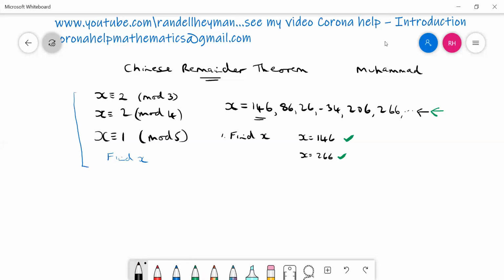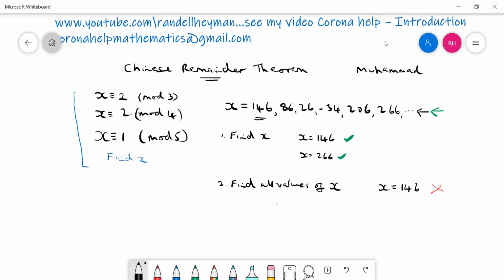So that's that. Find all values of x. You might be asked that. Find all values of x. Okay, so then if you answered x equals 146, well, I would say that's wrong. I wouldn't give that full marks because you haven't given all values of x. And similarly, if you just wrote x equals 26, not good enough.